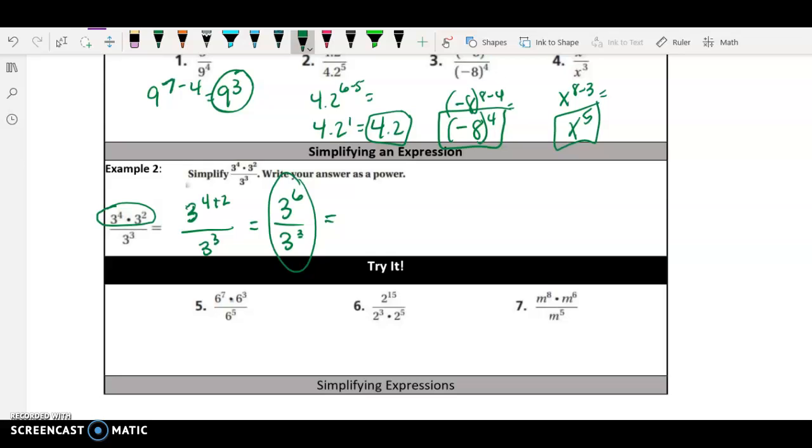So now I work vertically, so up and down. But you can work either way; you could have worked up and down first. And then 6 minus 3 is 3, so I have 3 to the 3rd power, because 6 minus 3 is 3. So that's where I got that 3rd power.